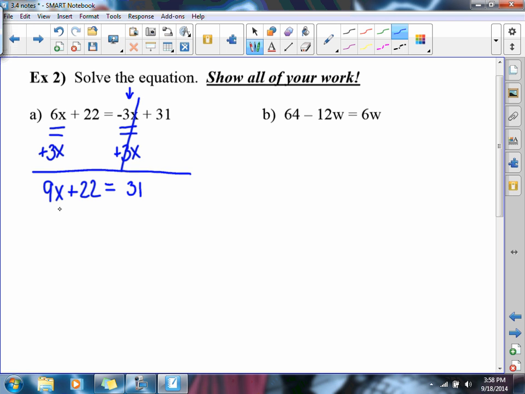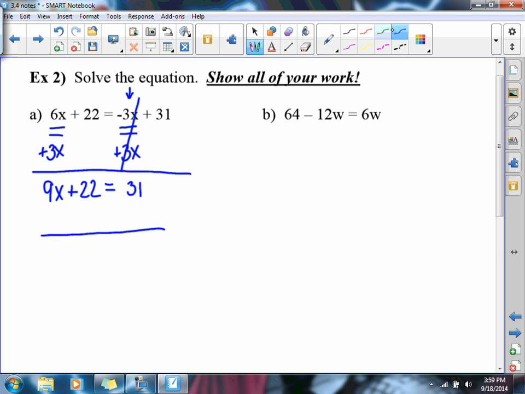I'm trying to get that x by itself. I have to undo my addition or subtraction first. So I'm going to subtract the 22. I'm going to get rid of that. I'm going to move it to the other side of the equation by undoing it. So I'm going to do the opposite of addition, which is subtraction. And again, what I do to one side, I have to do to the other. Now what this does, oops, why am I writing 21? It's 22. Silly.